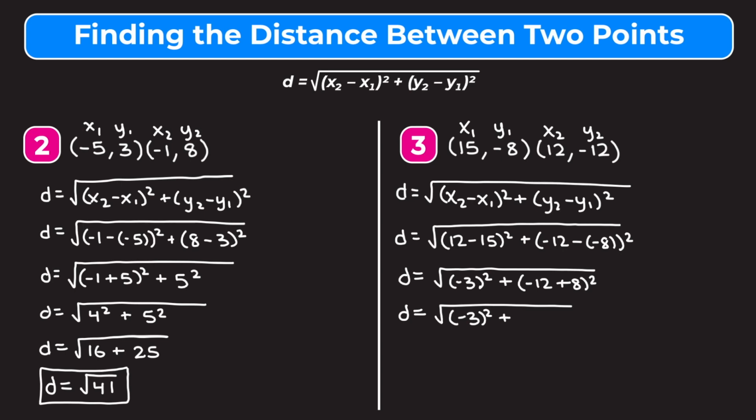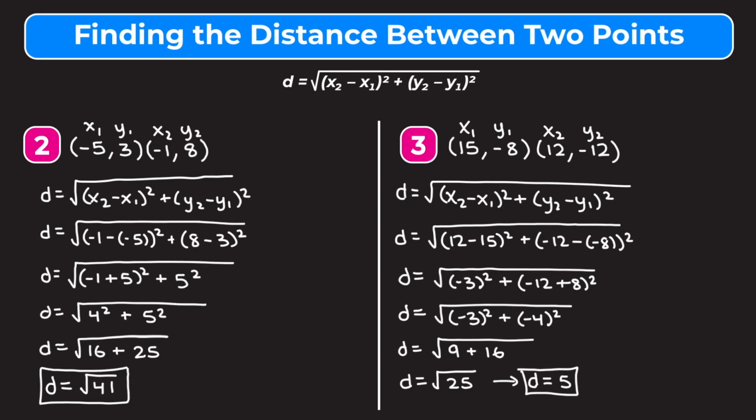And we're going to add negative 12 plus 8 to get negative 4. So we have negative 3 squared plus negative 4 squared under the root. Remember, when we square a negative number, it becomes positive. So negative 3 squared is positive 9, plus negative 4 squared, which is positive 16. We're going to add 9 and 16 to get 25 under our root. And the square root of 25 comes out as a nice whole number. So the square root of 25 is just 5. So we get a distance of 5 units.